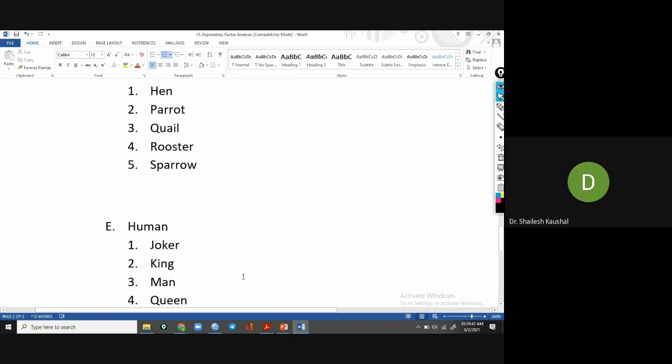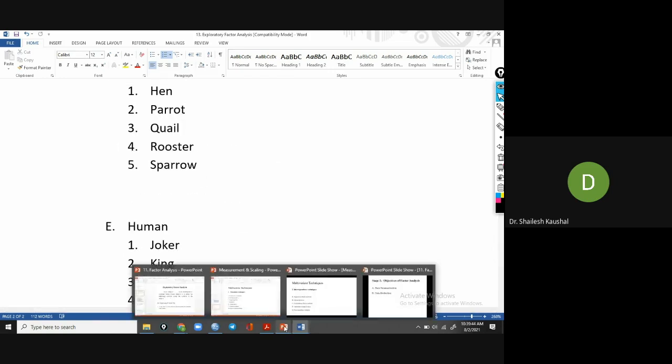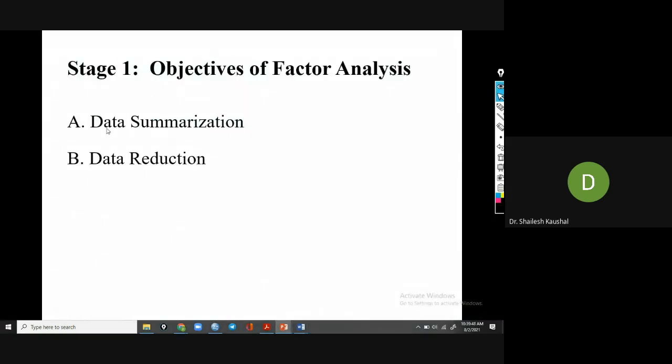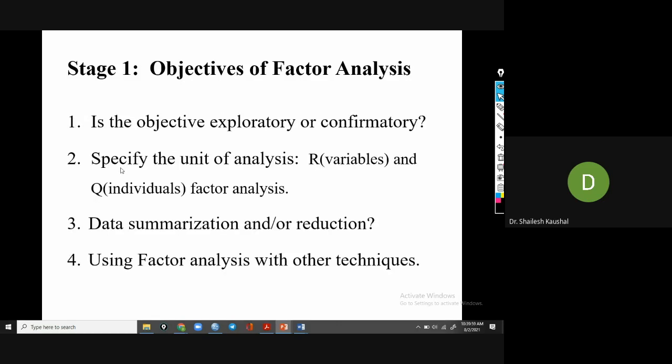So in data reduction, basically we reduce the large number of questions into a few, and then we summarize them under the name of the variables. So the objectives of factor analysis are data summarization as well as data reduction. Now, is the objective exploratory or confirmatory? There are two types of technique: exploratory factor analysis and confirmatory factor analysis.